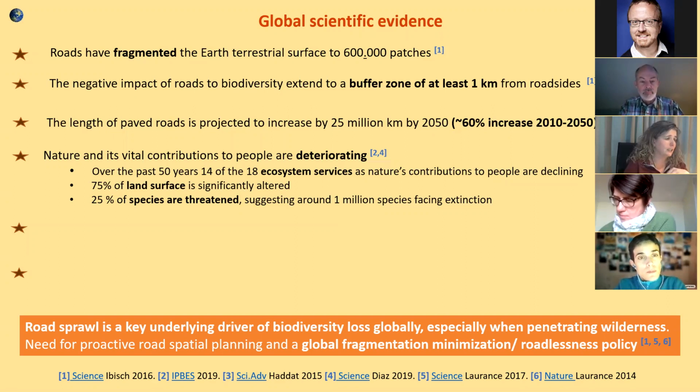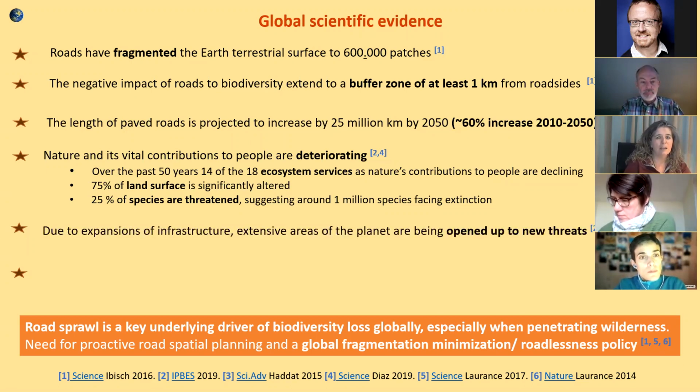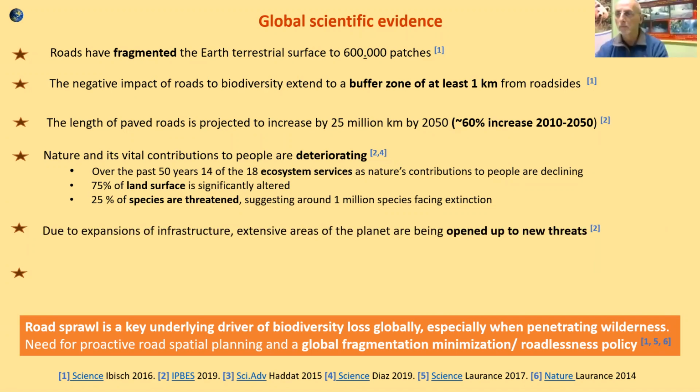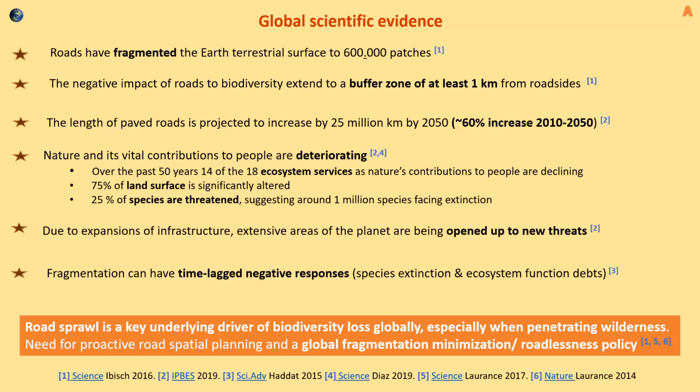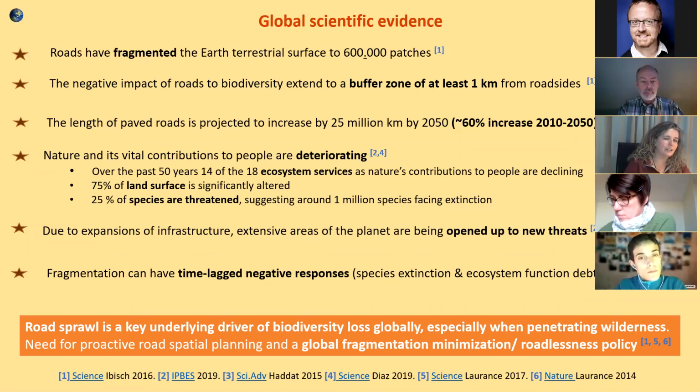You all know the data from the IPBES report. It's really very negative, all this gloomy picture for the planet. And it's also stated that a key driver behind this deterioration is road sprawl. New ecosystems are going to be open to new threats. This is stated by IPBES. And finally, fragmentation can have time-lagged negative responses, so we can face some negative responses also in the future. In two words, there are many scientists all over the world who underline the need for proactive road spatial planning, a roadlessness policy and a fragmentation minimization policy at global scale.